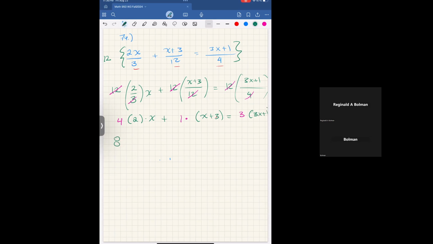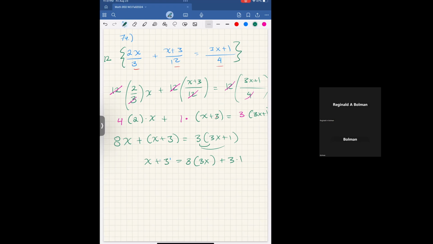Okay, 4 times 2 gives you 8, so you'll have 8x. 1 times x plus 3 just is x plus 3. And you have 3 times 3x plus 1. You'll see that I've reduced this nasty-looking equation to what is now effectively just a distribution and collection style problem. We can use the distribution law on the right-hand side of our equal sign. We can remove the parentheses from the x plus 3 using the associative law. We can collect our terms together. 8x plus x gives us 9x. 3 times 3 is 9. 3 times 1 is 3.